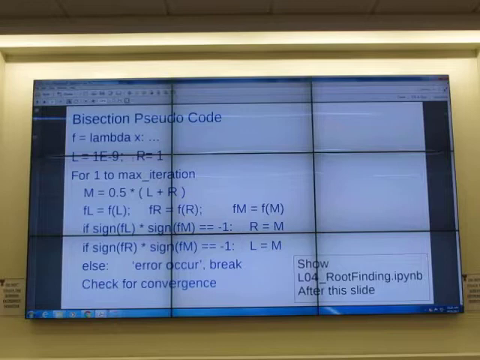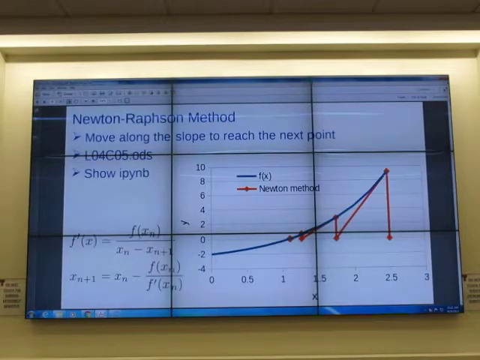We'll have a change in sign. Change in sign of what? Of the value of the function. Value of the function. Okay, alright, you got it. Alright, let's do Newton's method.